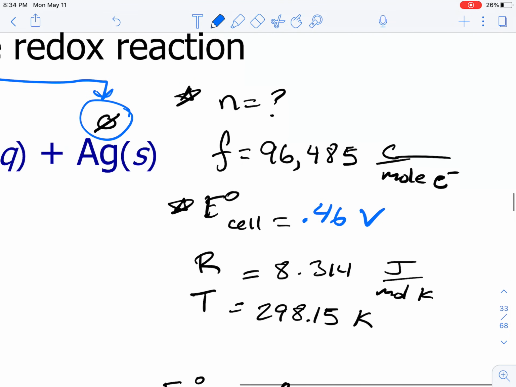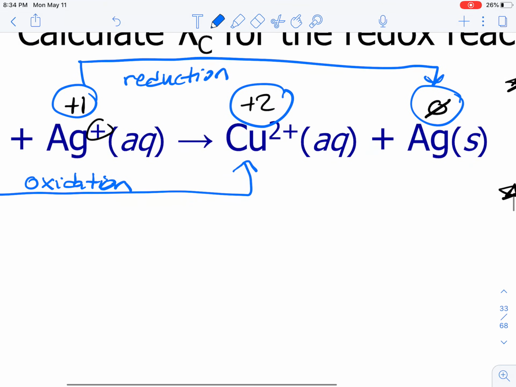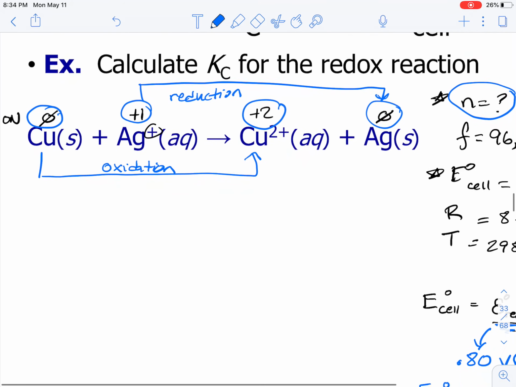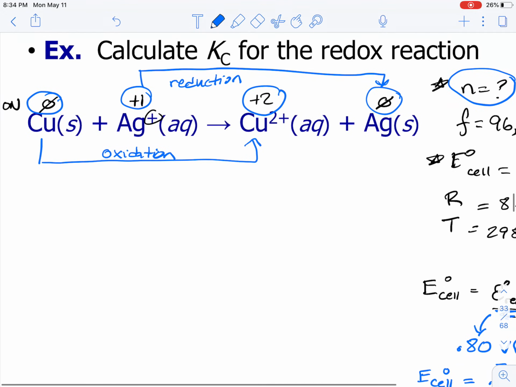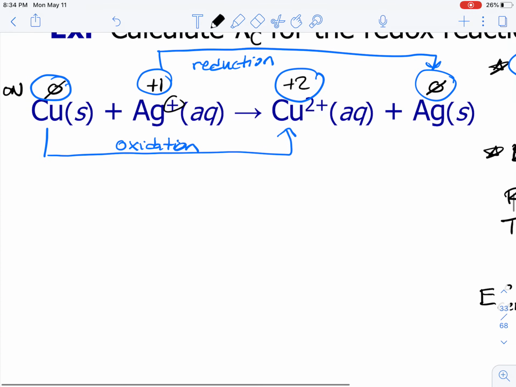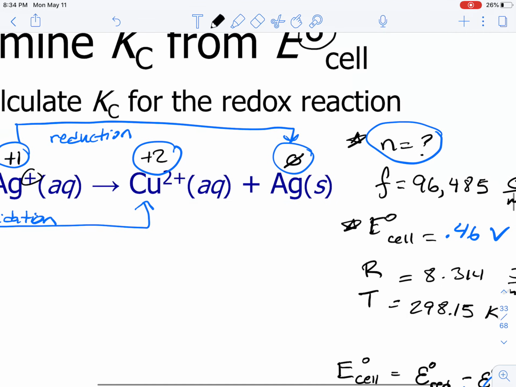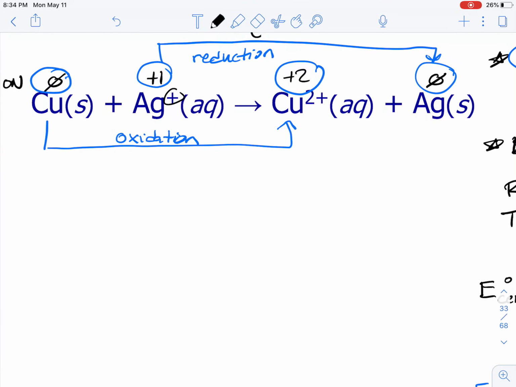So the last thing that I'm going to try to figure out is the number of moles of electrons that's transferred. Or I'm sorry, not so much between this reaction, but between the oxidative half and the reductive half reactions. And so I can figure out the value for n by writing out my half reactions.